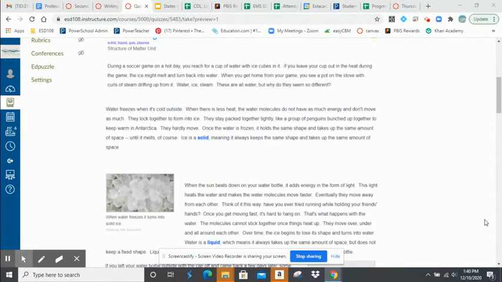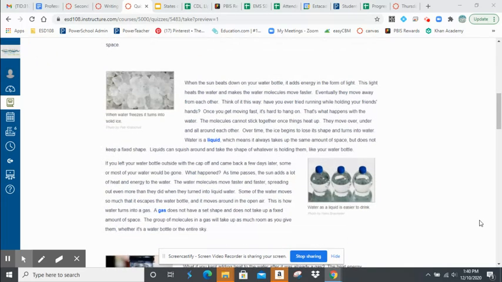They hardly move. Once the water is frozen, it holds the same shape and takes up the same amount of space. Until it melts, of course. Ice is a solid, meaning it always keeps the same shape and takes up the same amount of space.